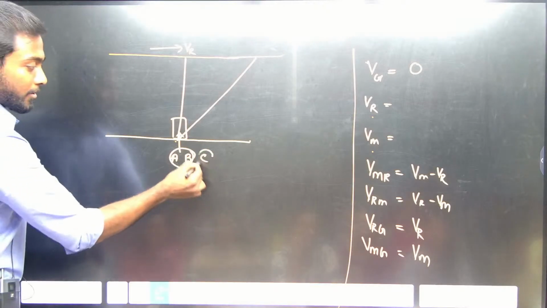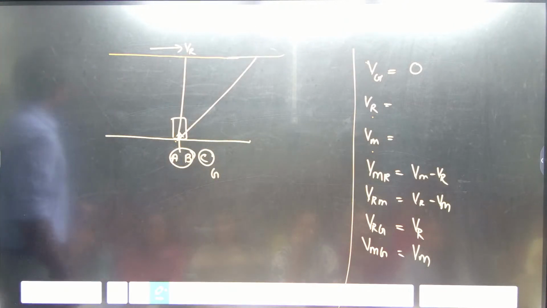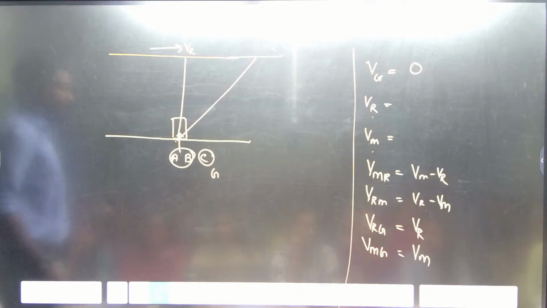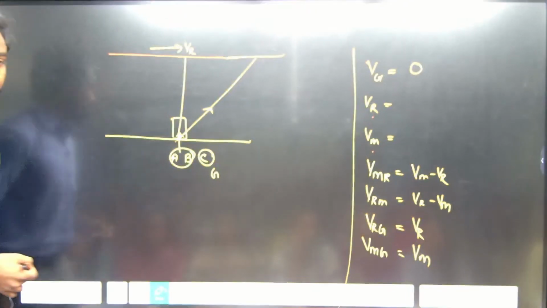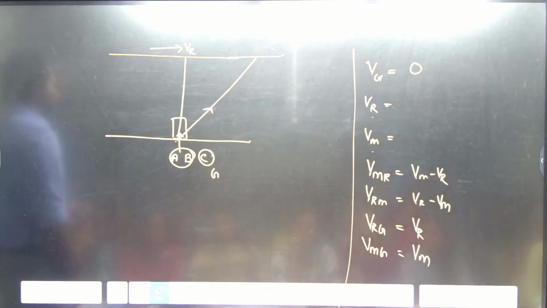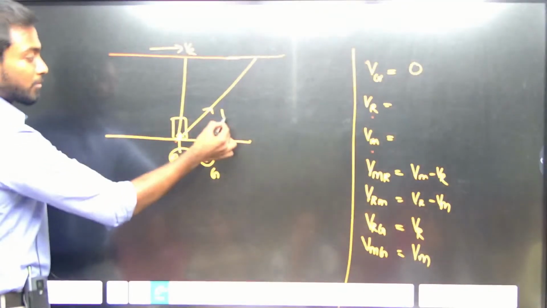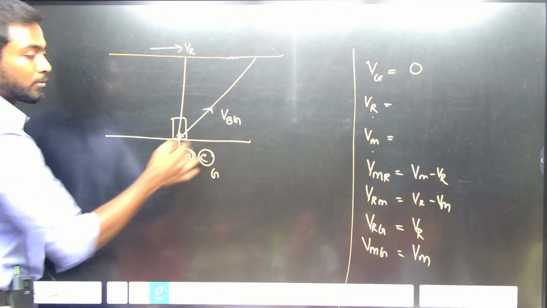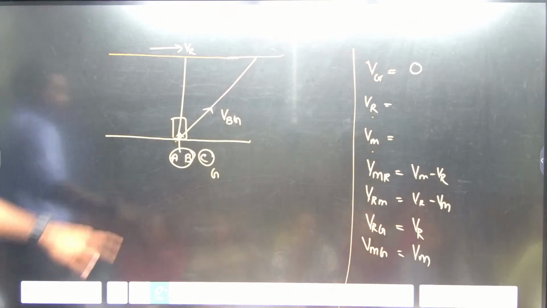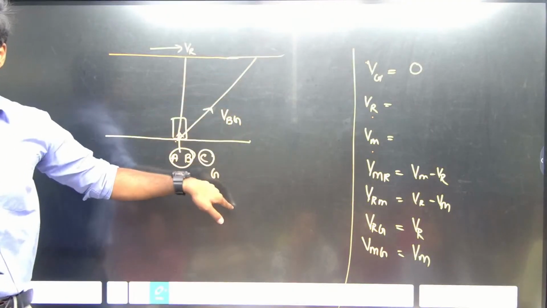So C is the ground. C is ground and this is a boat. Understood? Can I say this is the velocity of the boat with respect to ground? Yes, this is the velocity of the boat with respect to ground.